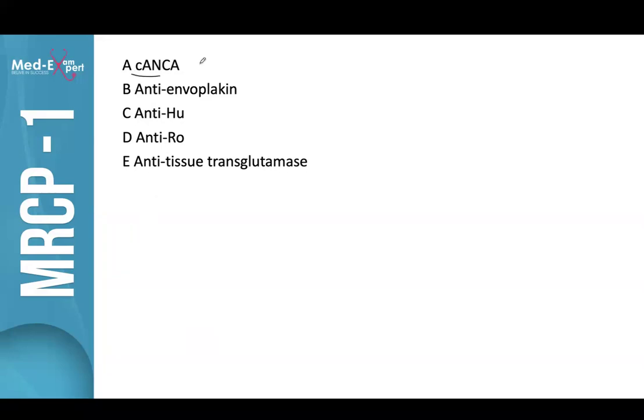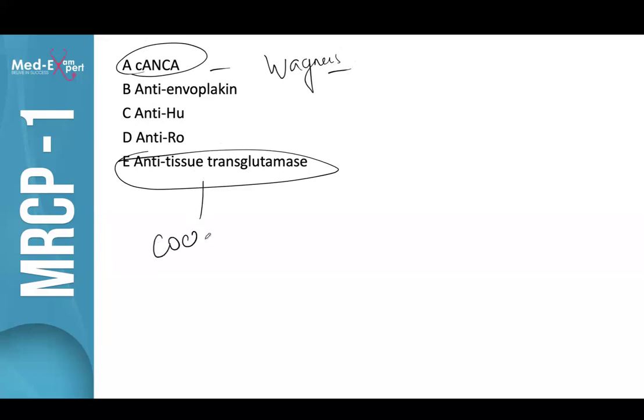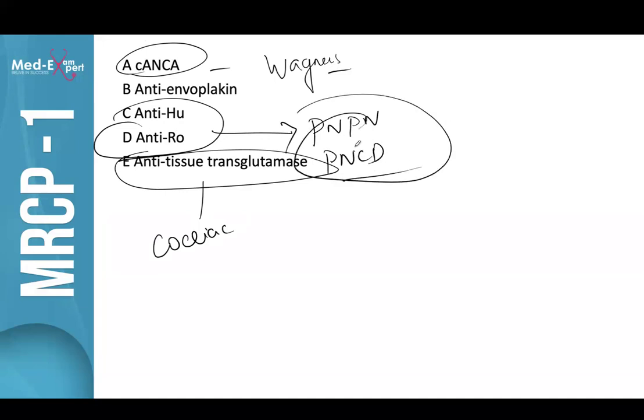You know, C-ANCA, Wegener's granulomatosis. You should know. Option-wise ruling out. 2. E. Tissue transglutaminase, celiac disease. Anti-Hu, anti-Ro antibody is associated with paraneoplastic peripheral neuropathy or even paraneoplastic cerebellar degeneration. Done. What is left? The answer is B.